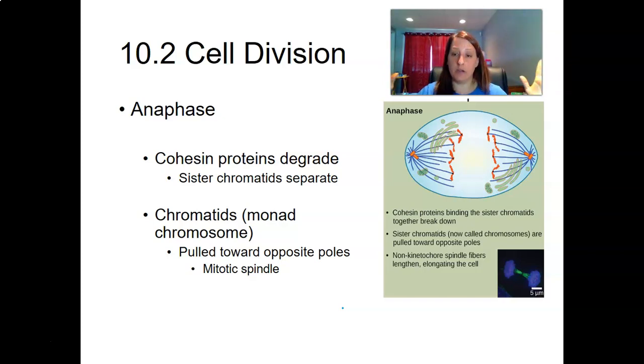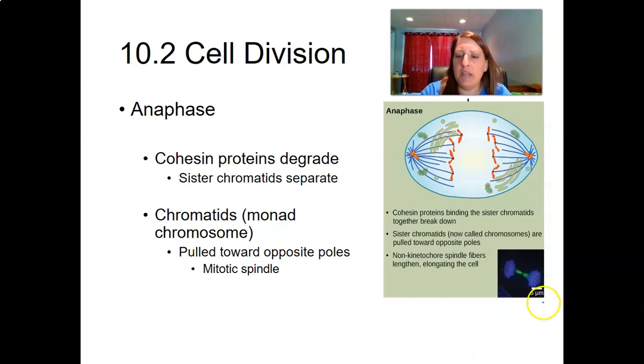So again, what are we doing here? We're dividing the DNA, right? We're pulling it to opposite sides of the cell. So if you have a dyad chromosome, that's going to be split, and then each arm is going to be pulled in different directions. So we say that sister chromatids are pulled apart during this step. And again, that's called anaphase. Sometimes I'll use anaphase away, okay, for that.